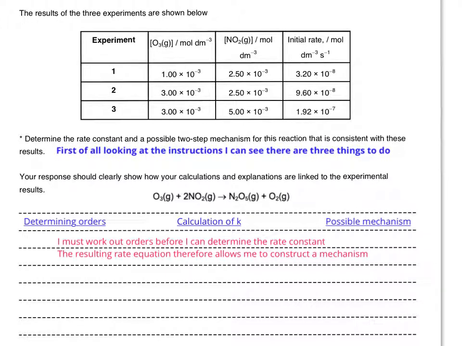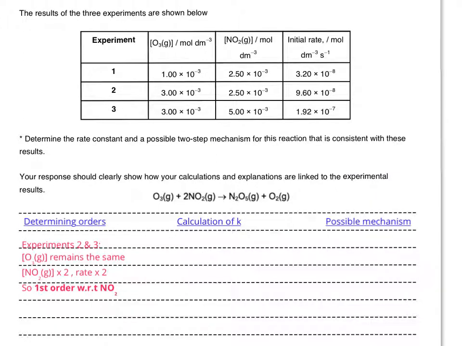Looking at the instructions, I can see that there are three things I've got to do. The first thing to do is to work out the orders for everything, and then using those orders I can determine the rate constant, because it allows me to work out a rate equation. And the resulting rate equation will allow me to construct a mechanism.